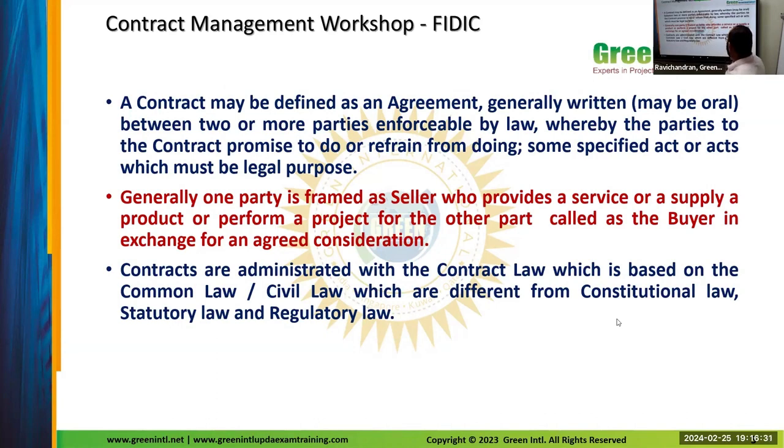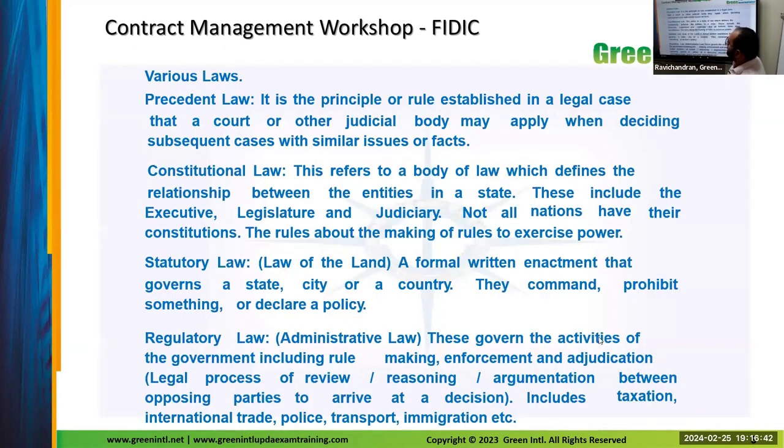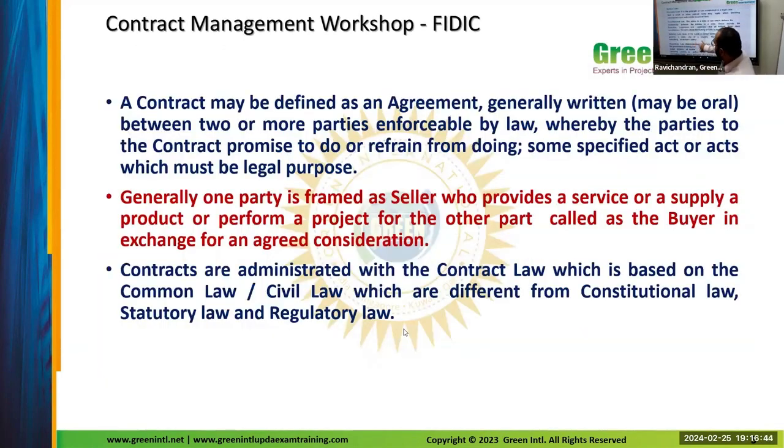Contracts are administered with contract law, which is based on common law and civil law, which are different from constitutional law, statutory law, and regulatory law. We'll talk about these laws. Now, as I told you, the contract laws are completely different from the constitutional law, statutory law, and regulatory law. These laws are framed by the government.